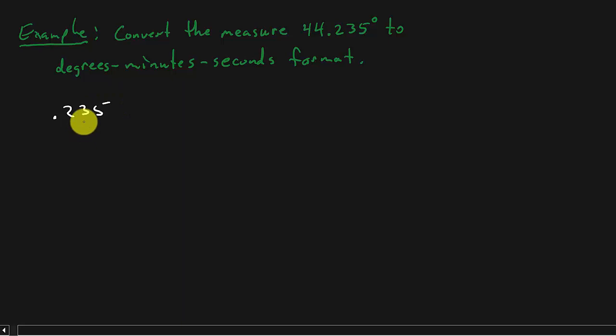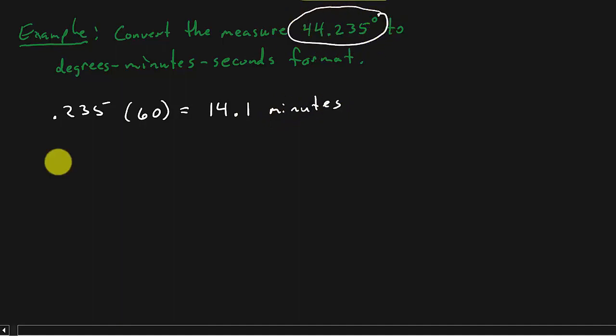Now remember, this is in degrees, so we want to convert this into minutes. And the way we do that is we multiply by 60. And when I multiply that by 60, that's 14.1. And remember, this is minutes now. So right now, what I have for this is 44 degrees, 14.1 minutes.